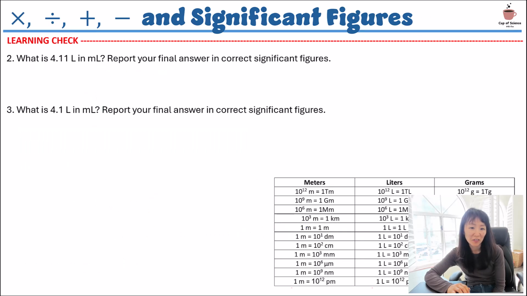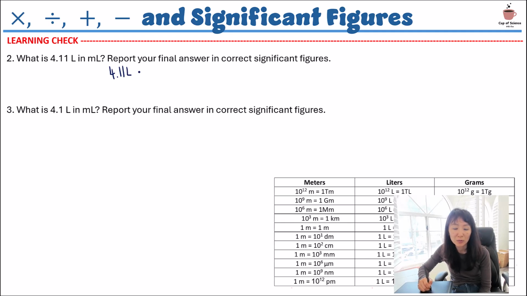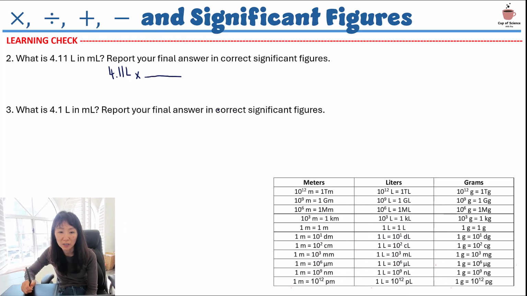Let's try another significant figure problem. What is 4.11 liters in milliliters? Report your final answer in correct sig figs. I'm going to do this one with you. We have 4.11 liters, and we want to change that into milliliters. So we're going to multiply it by the conversion factor. Here's liter on this table, and the relationship between a liter and a milliliter is located right here. Every 1 liter is 10 to the third milliliters. I'm going to put 1 liter, 10 to the third milliliters, and then put an equal sign.